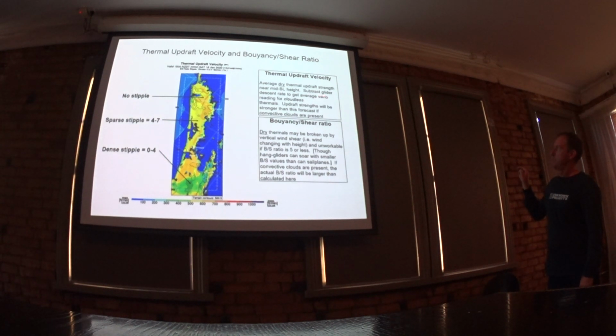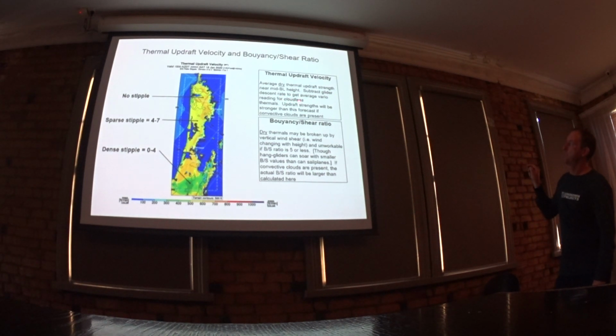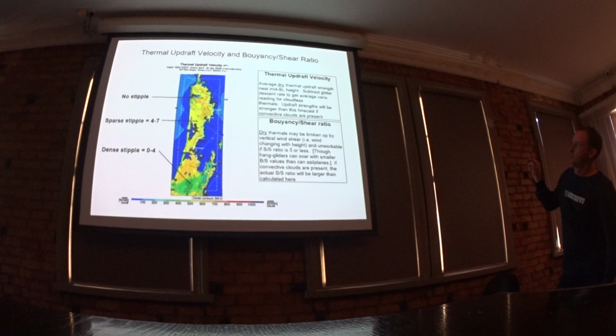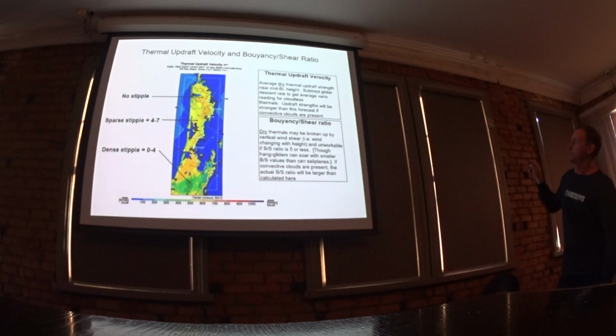And so as it says here, you have to subtract your glider descent rate. If it's cloud, if it's blue, it's cloudless thermals. And if there are cumulus, then it's probably going to be a bit stronger than what it shows here. But if I see orange or yellow, I'm going to go, if everything else looks good.